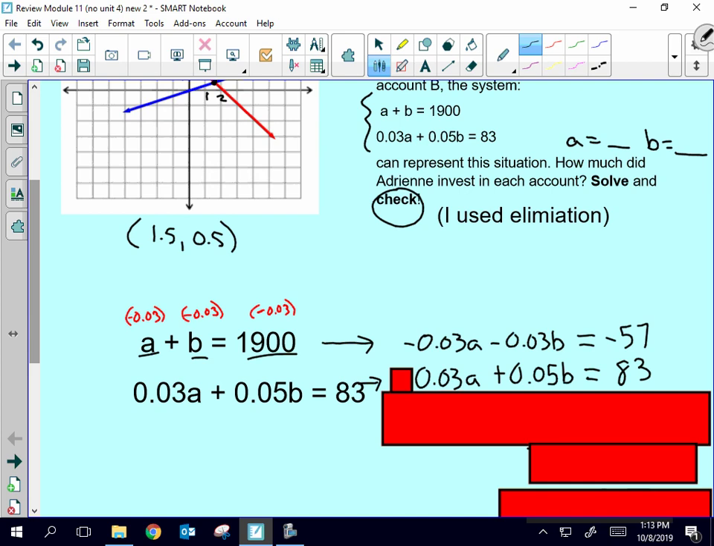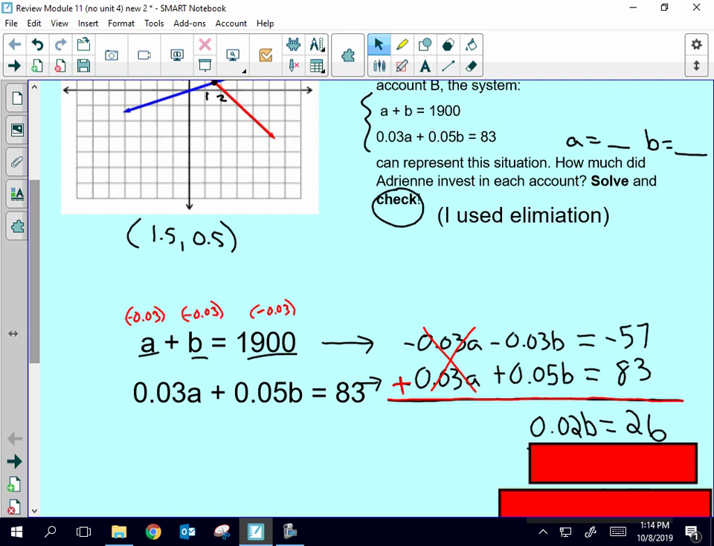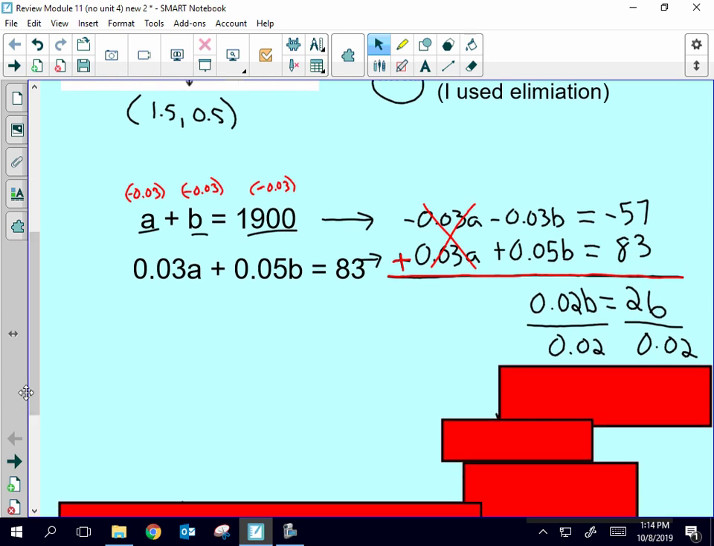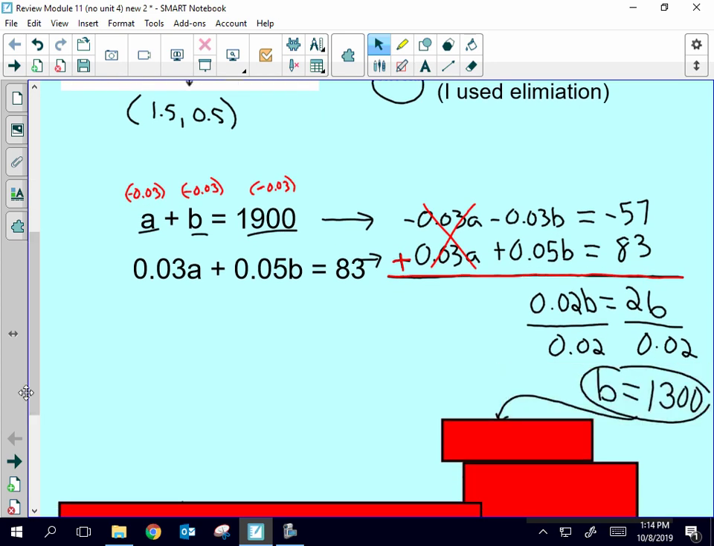Now if I add them together, don't forget you can pause this video anytime you want and rewind if you want to. When I add these together, I'm going to notice that my A's are going to cancel out, leaving me with just some B's that equals 26. To solve for B, I need to divide by 0.02 on both sides, which gives me B equaling $1,300.